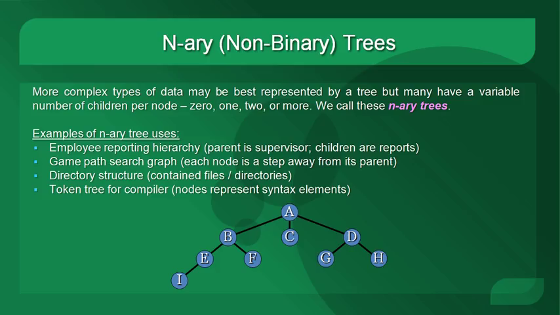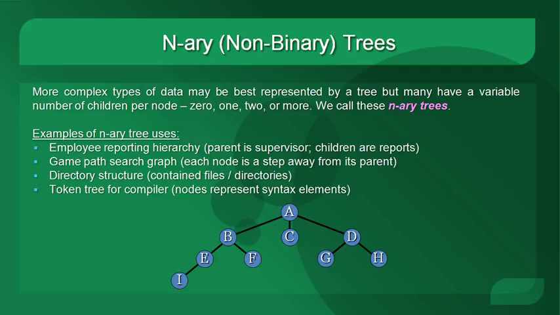There are some complex types of data that cannot be represented using a binary tree and are best represented using a non-binary tree. Before going further, let me first explain the difference between a binary tree and a non-binary tree. In a binary tree, nodes can have at most 2 children. Each node can have either 0, 1, or 2 children. In a non-binary tree, nodes have a variable number of children, so each node can have 0, 1, 2, or more children. These trees are called N-ary trees.